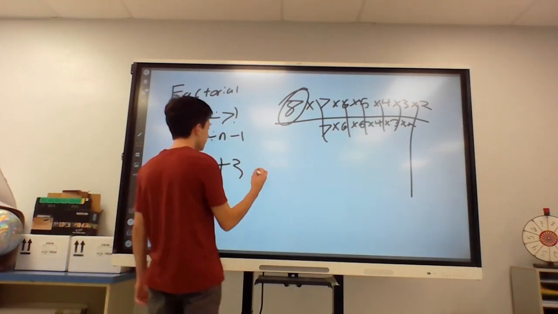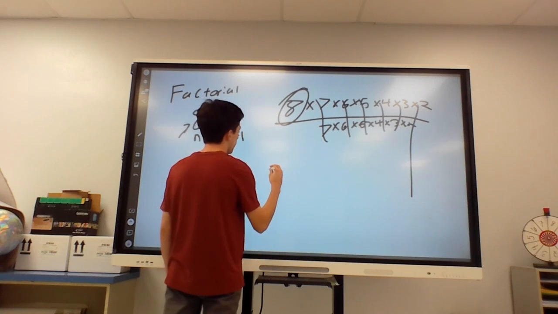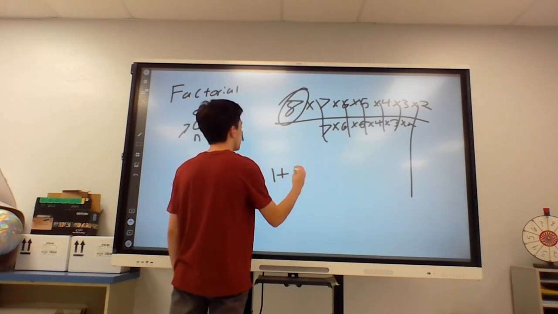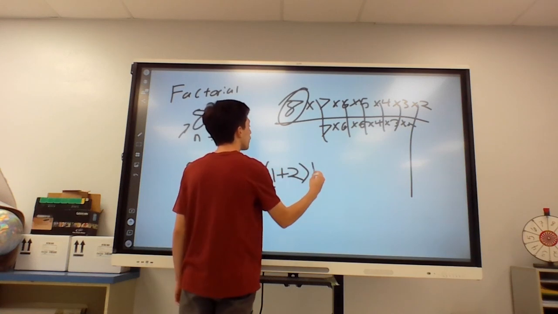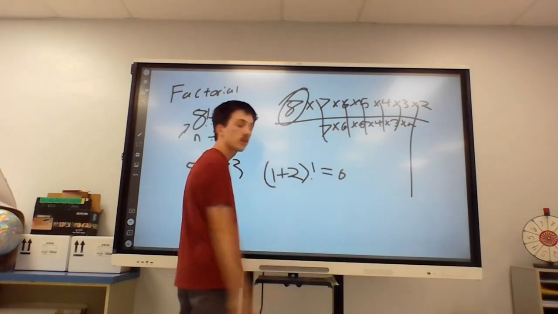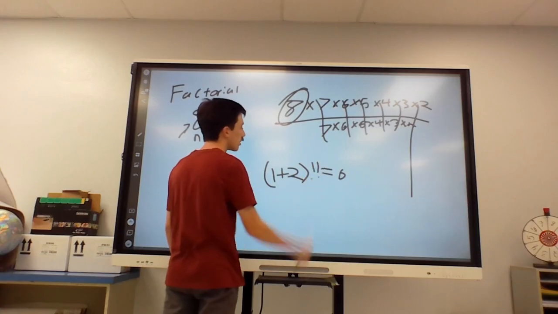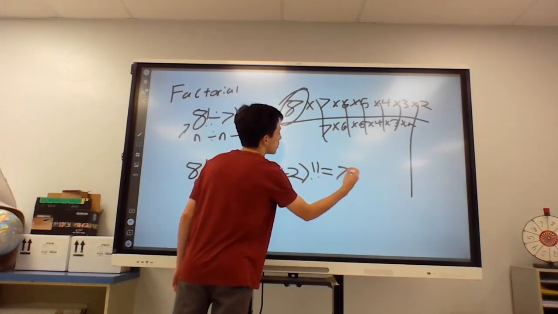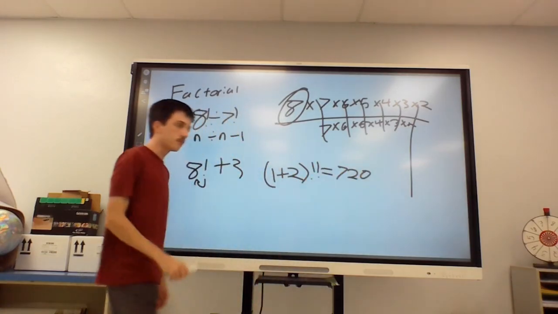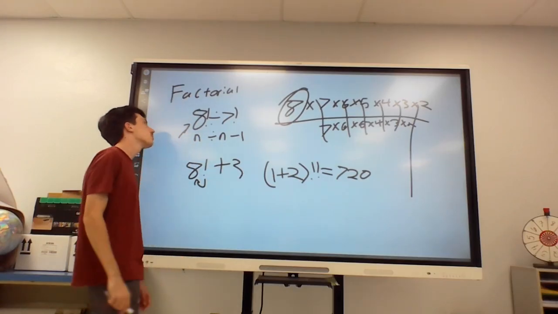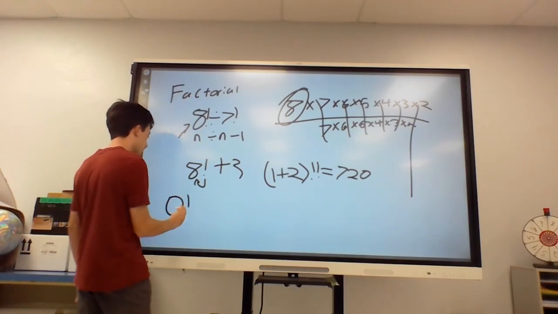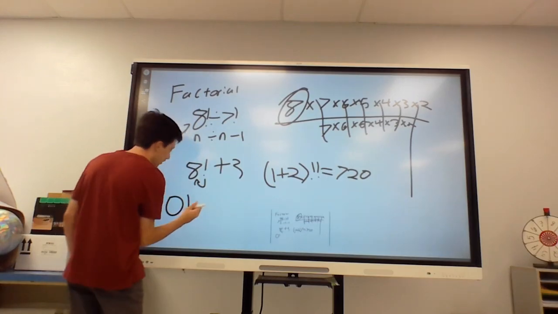Also, an important thing to know is that you can factorial parentheses. So let's say I have 1 plus 2 factorial. That equals 6. That's really nice. You can also double factorial numbers. That'll equal 720. Another thing to know, I also don't know the proof of this, but 0 factorial equals 1.